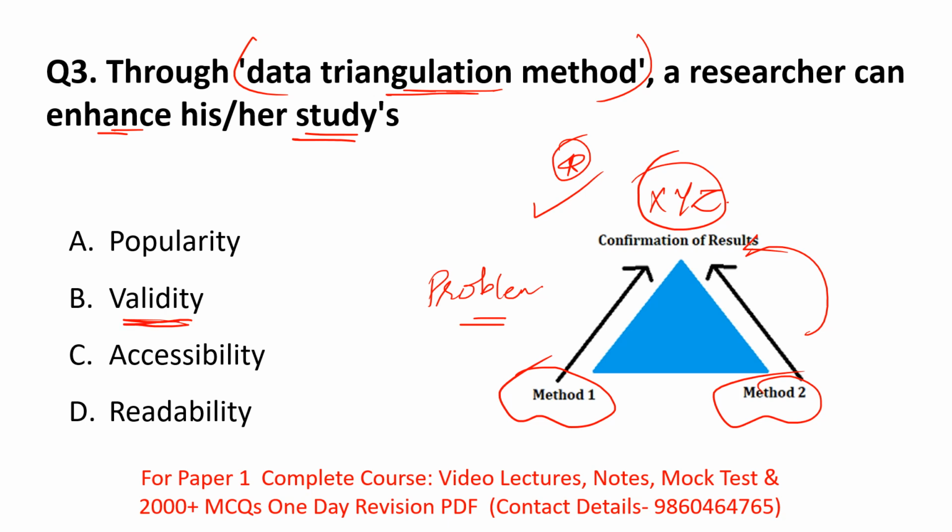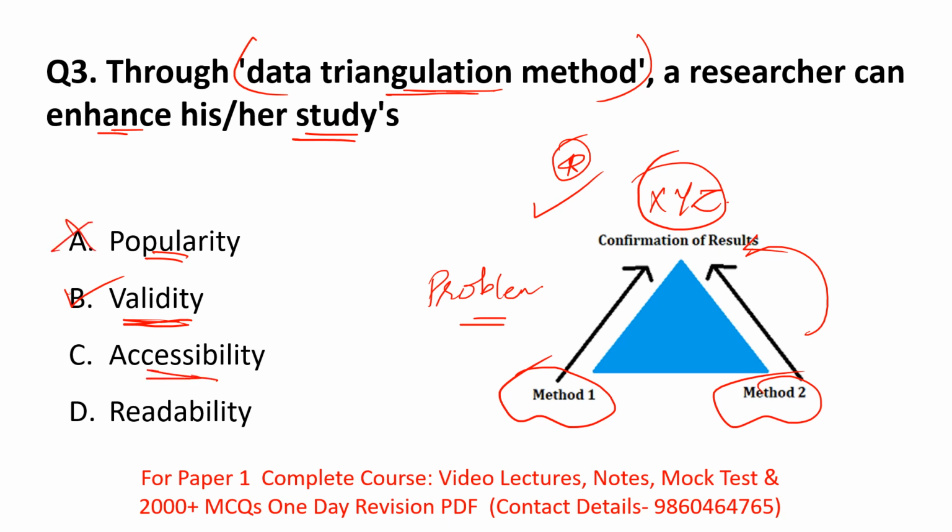That's why the correct option is option B, validity. Through the data triangulation method, a researcher can enhance his or her study, whether it is valid or not. So option B is the right answer. Whereas we'll see the incorrect options as well. Option A is popularity. No, through the data triangulation method, we cannot say that the results are popular, that the research is very popular. So option A is incorrect.